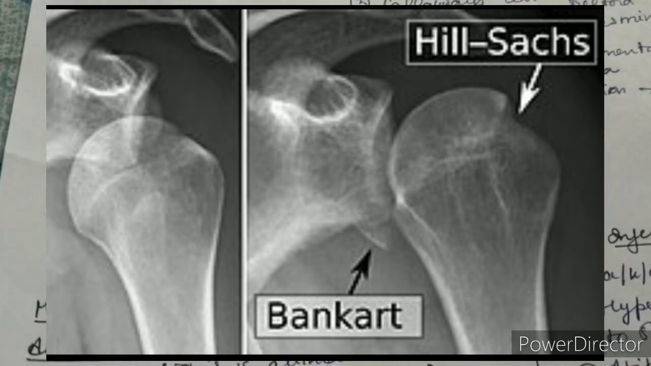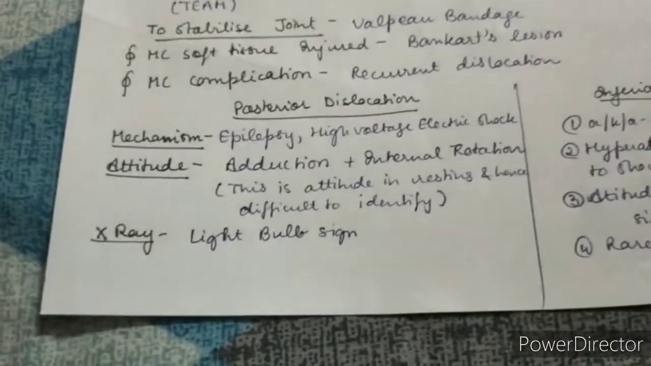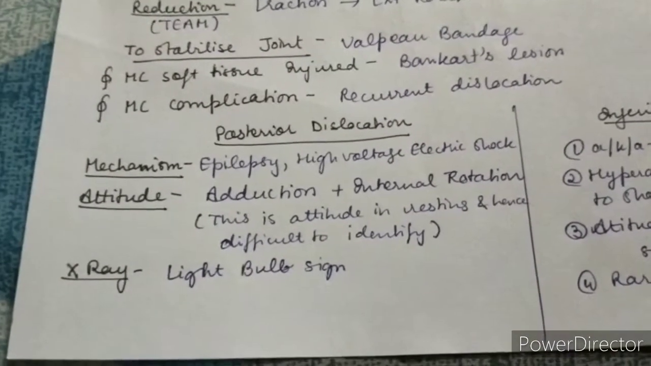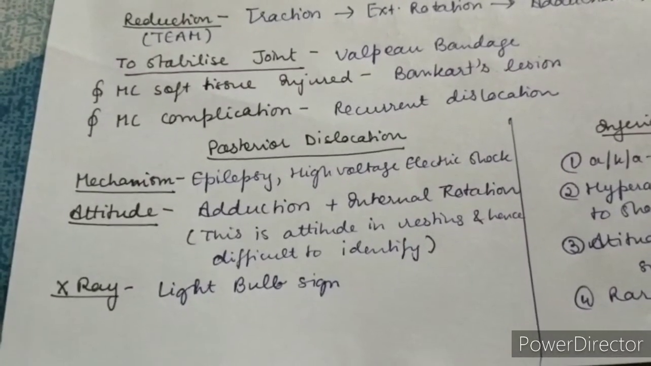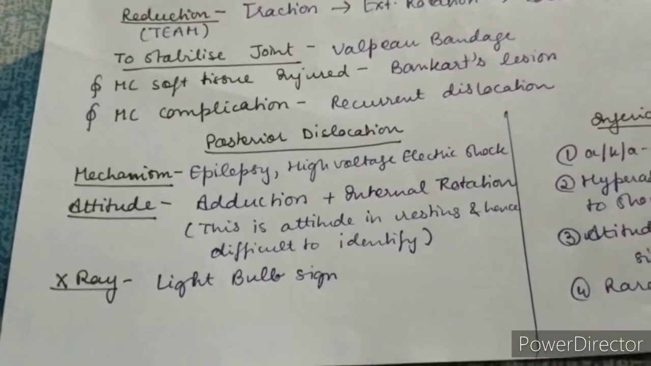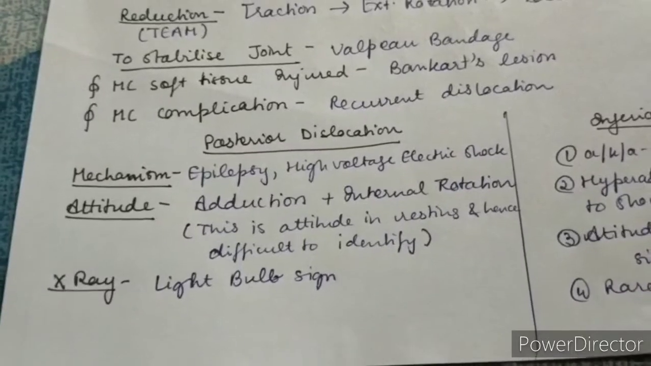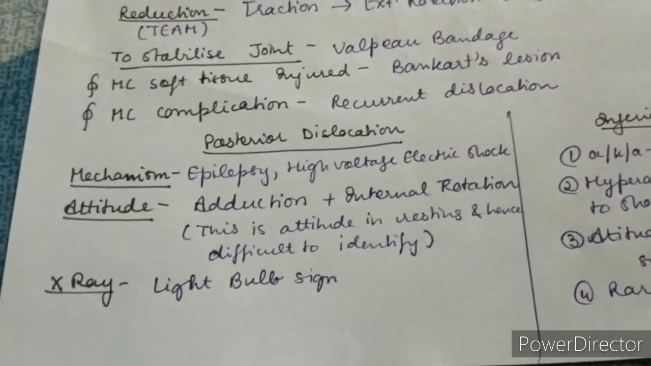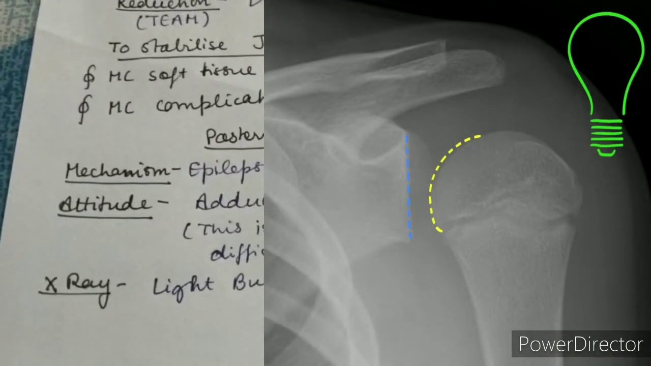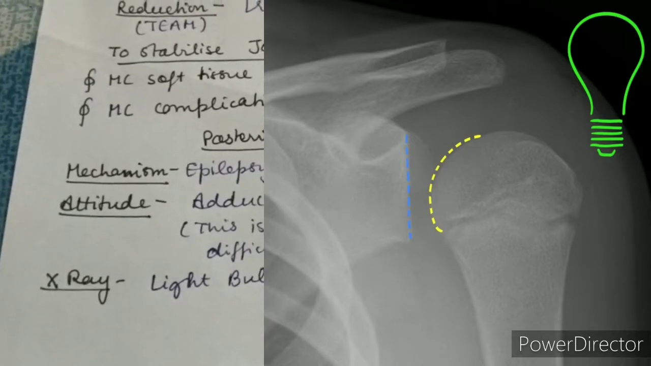The most common complication here is recurrent dislocation. Coming on to the posterior dislocation, the mechanism of injury over here is epilepsy and high voltage electric shock. You can also say it can be the fall on outstretched hand, but these are most specific for this type of dislocation. The attitude of the arm becomes adduction plus internal rotation, and this is the attitude while resting, and hence it is difficult to identify. The most specific feature which you can see here as well as on your screen is that in the X-ray you get the light bulb sign.